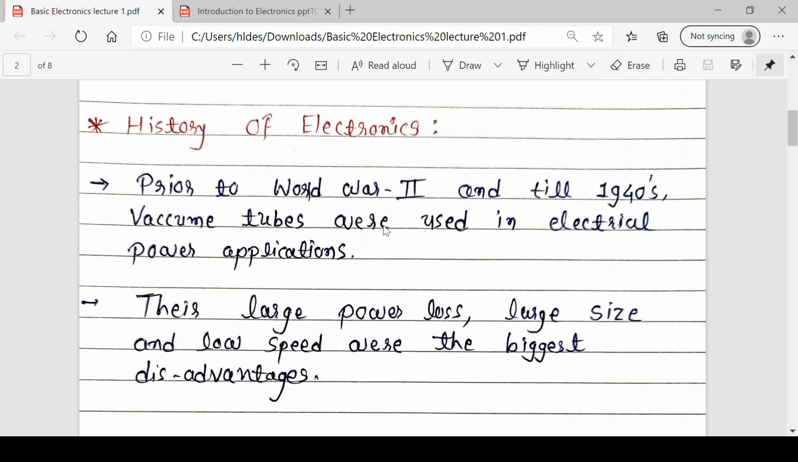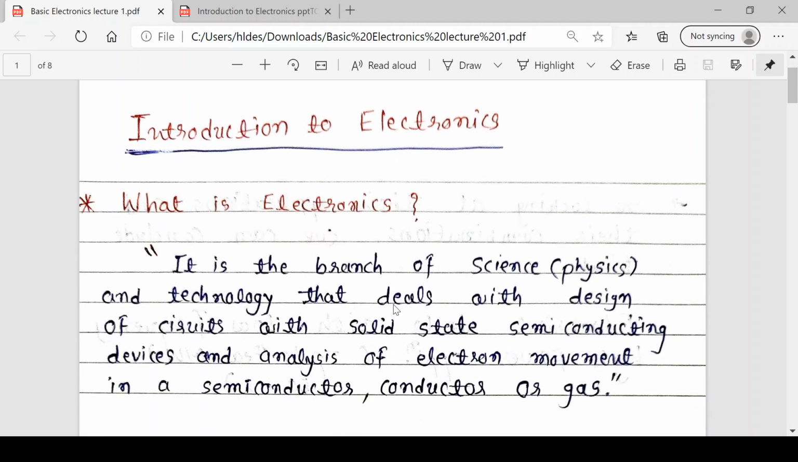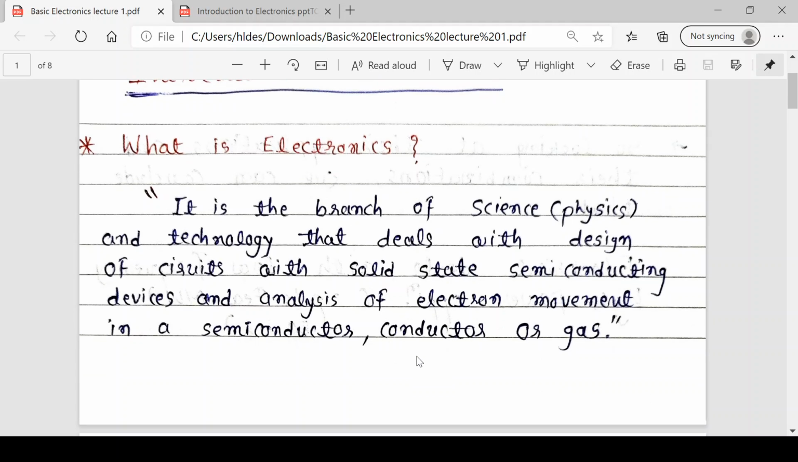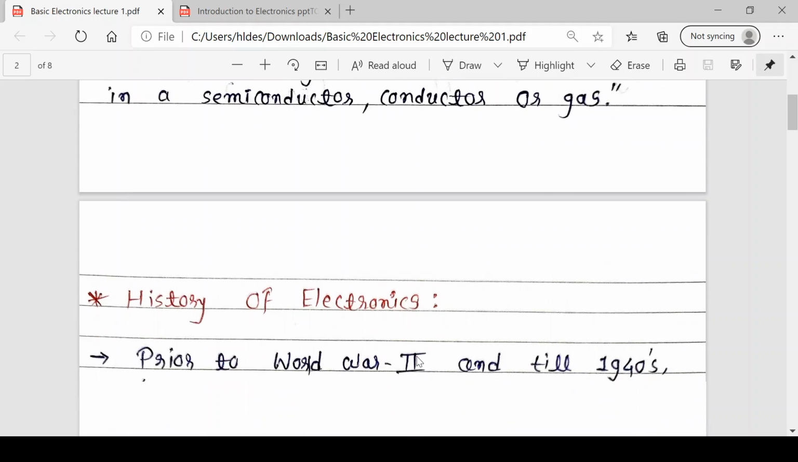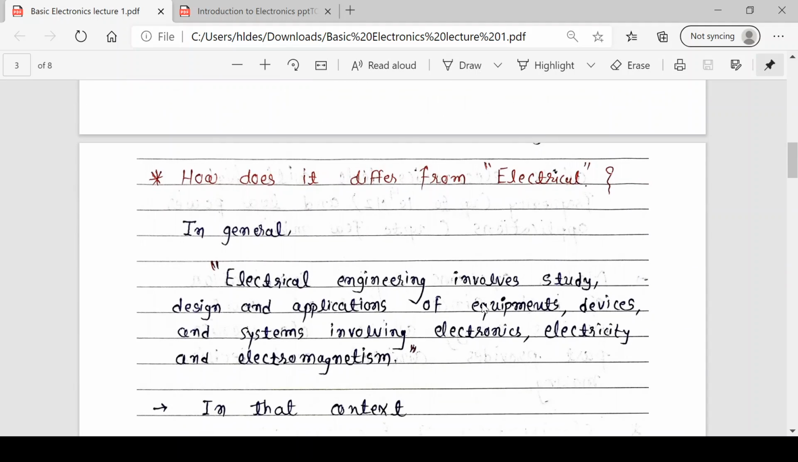So now, after defining electronics as a branch of science and technology which deals with the design of solid state semiconducting devices, we need to go into details of how it differs from electrical, because both are almost similar. So now we will discuss the difference between electronics and electrical.